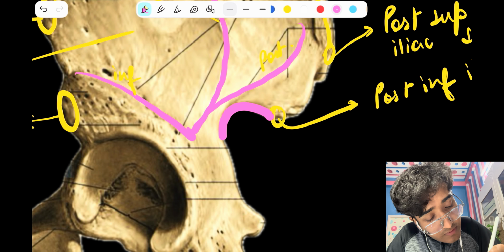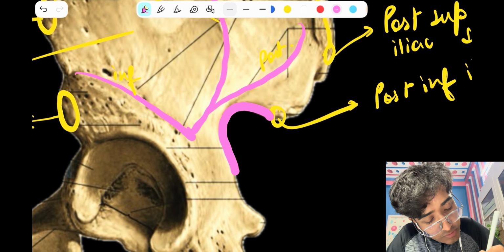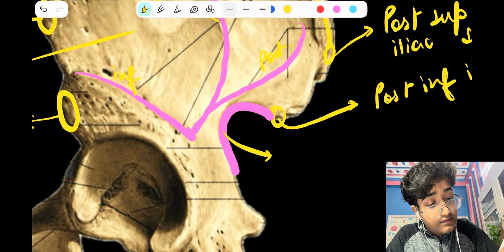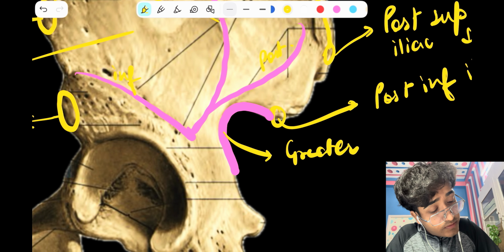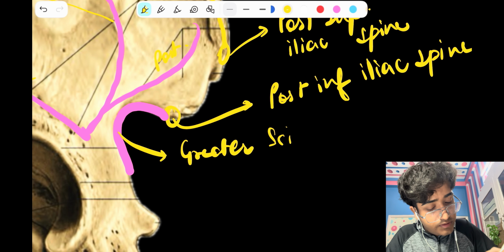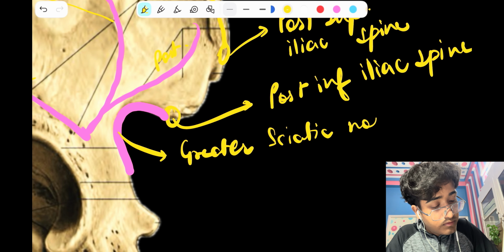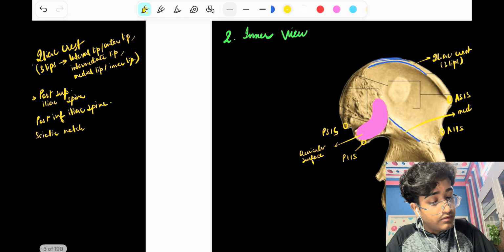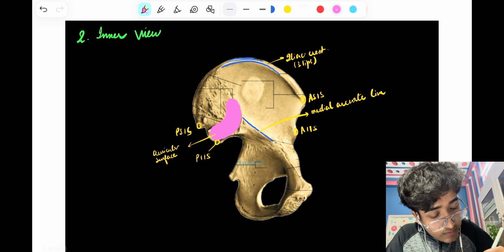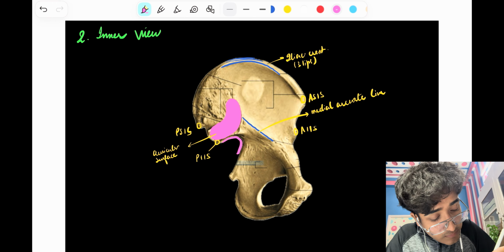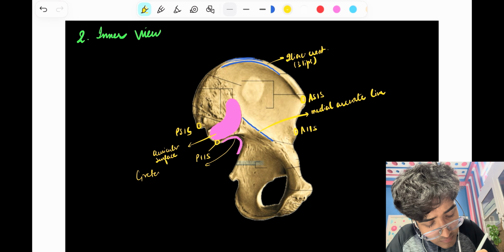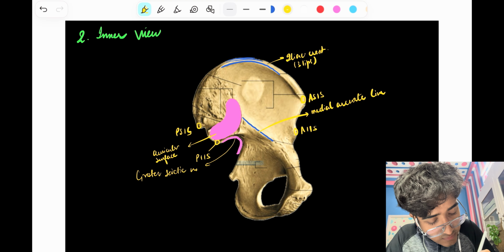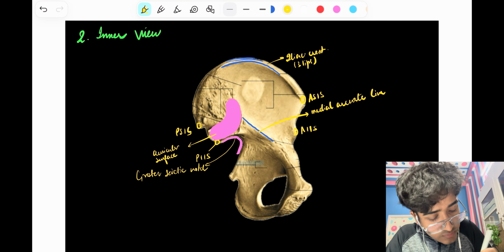Just below the posterior inferior iliac spine you can find a notch. This is known as the greater sciatic notch. Similarly, here also you can find the same greater sciatic notch.